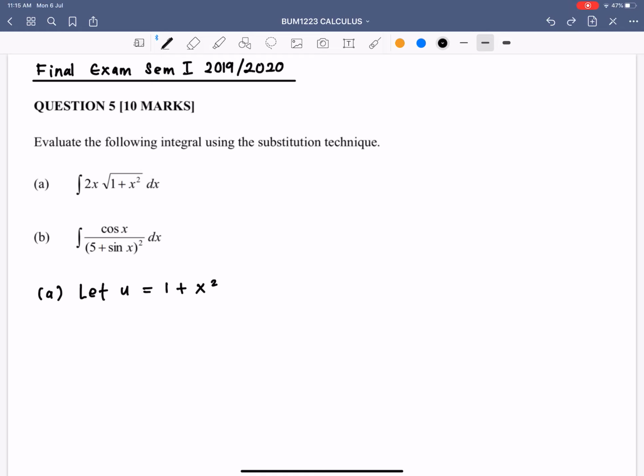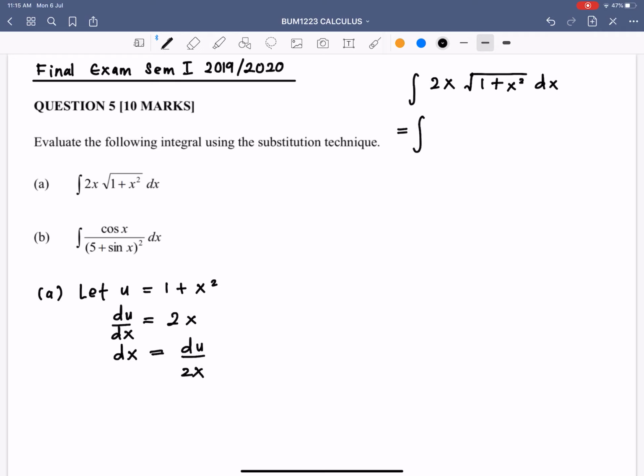Before that, we will first differentiate u with respect to x. So we find du/dx, where du/dx is 2x. And then the third procedure, we want to find dx, where dx is equal to du over 2x. So now the integral of 2x times the square root of 1 plus x squared dx is equal to the integral.